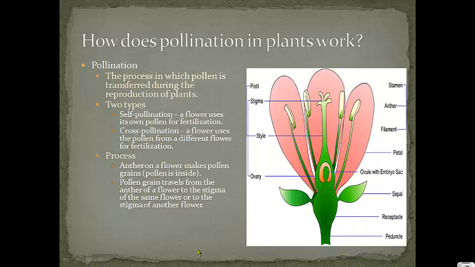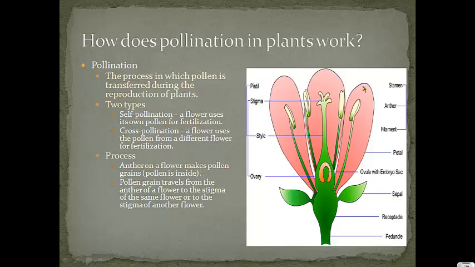Now, reproduction in plants consists of two different processes. The first process is called pollination. Pollination is basically getting the pollen from the anther to the stigma so that it can then go down and meet up with the ovules and fuse together to make seeds. So pollination is all about getting the pollen from the anther to the stigma. There are two types of pollination.